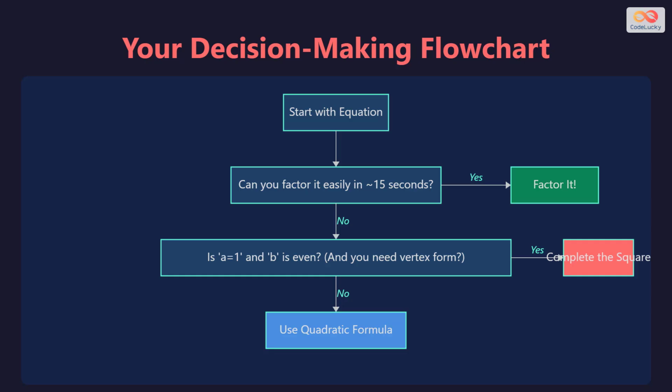Here is a simple flowchart to guide your decision. First, always ask yourself, can I factor this easily? If yes, then factor it. If no, move to the next question. Is the a term 1 and is the b term even? If you answer yes, completing the square is a great option. If the answer to both of these questions is no, then your best and most reliable choice is the quadratic formula.